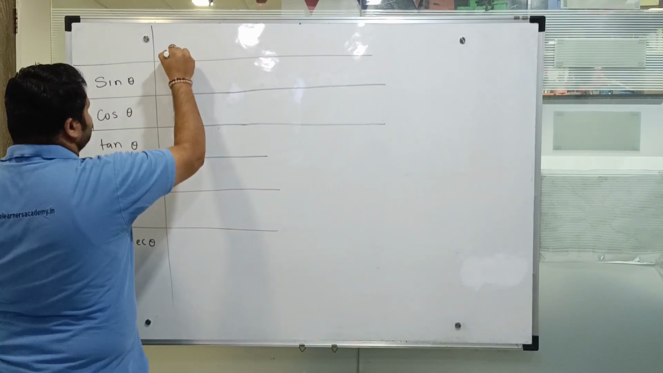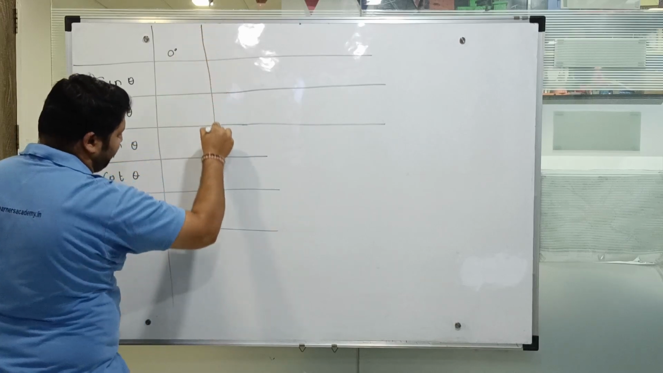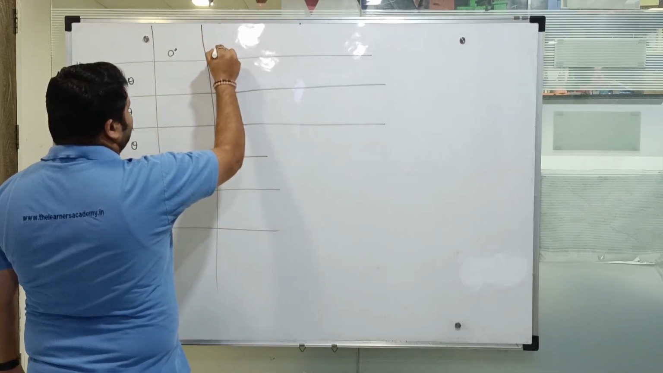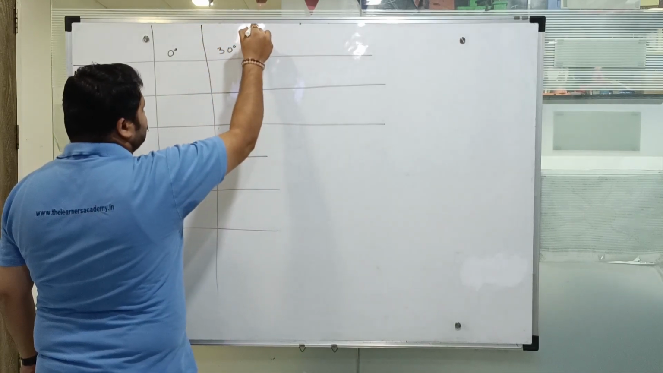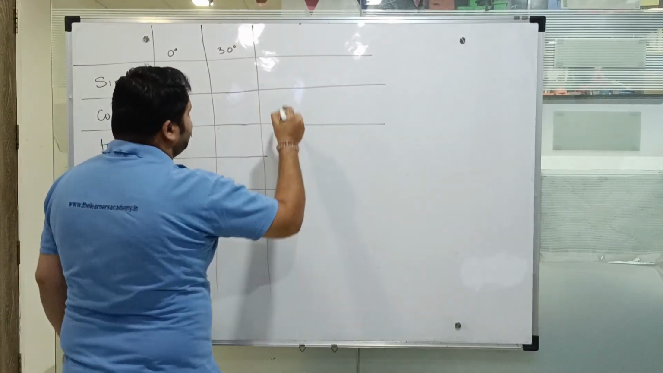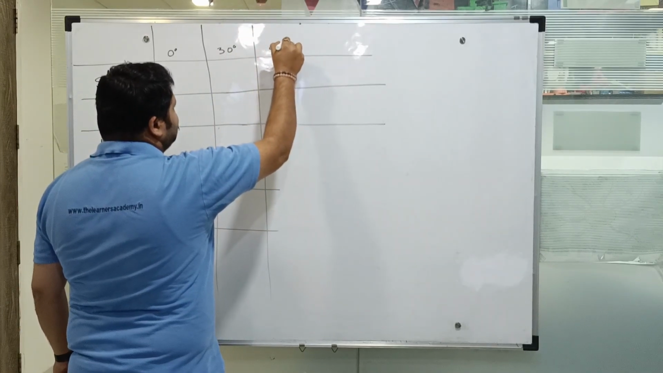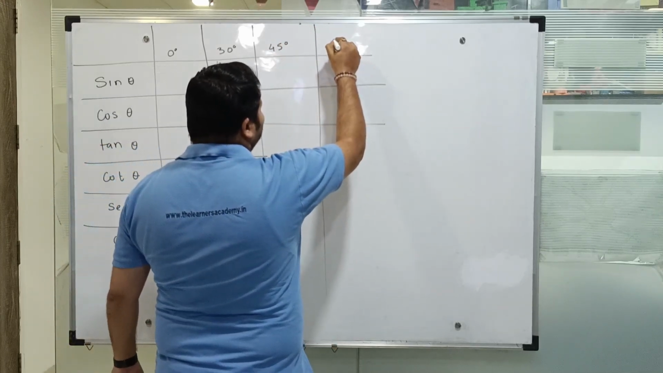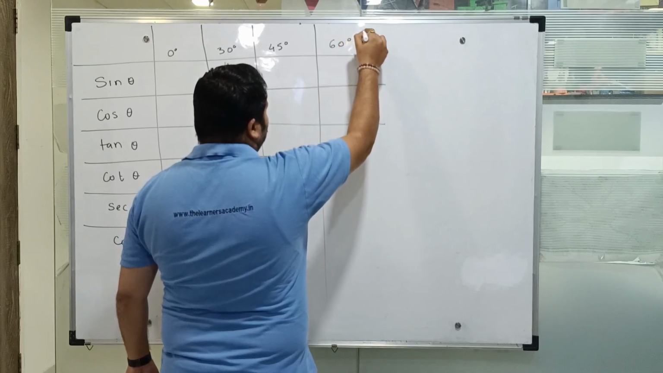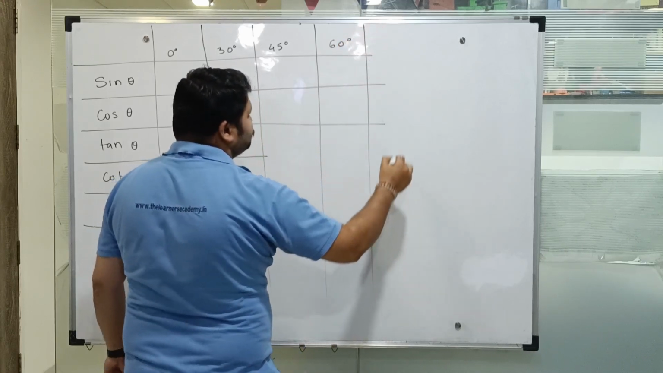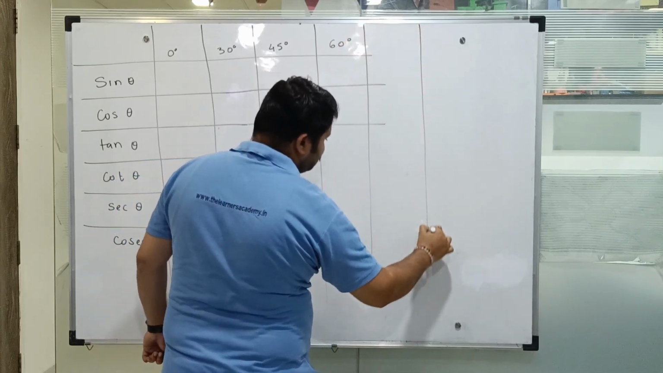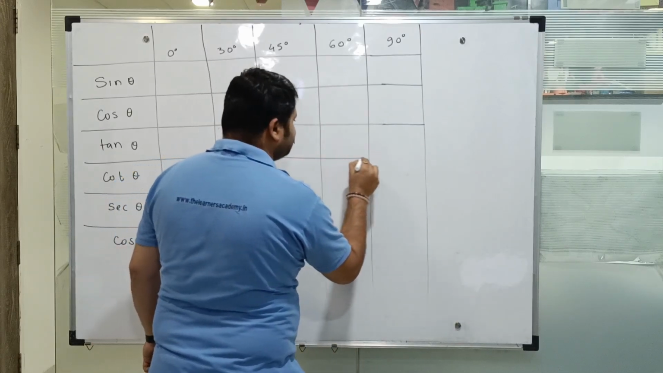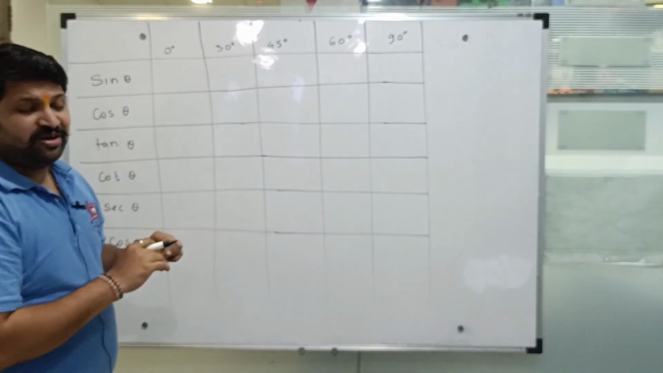So first is 0 degrees, second is 30 degrees, then we have 45 degrees, then we have 60 degrees, and the last one we have is 90 degrees. Now we have the empty table in front of us.